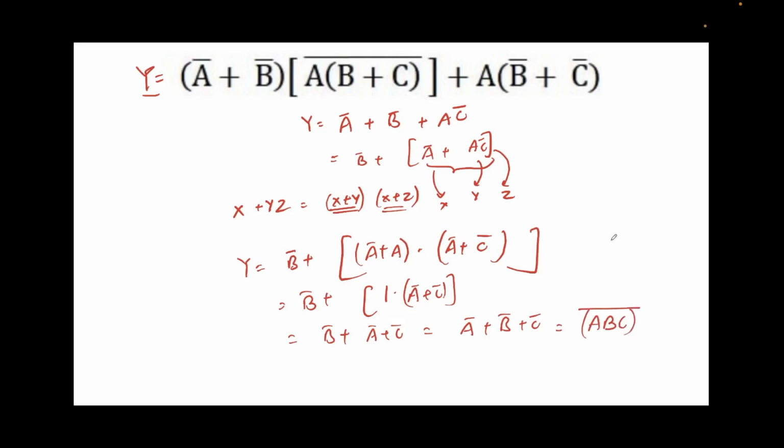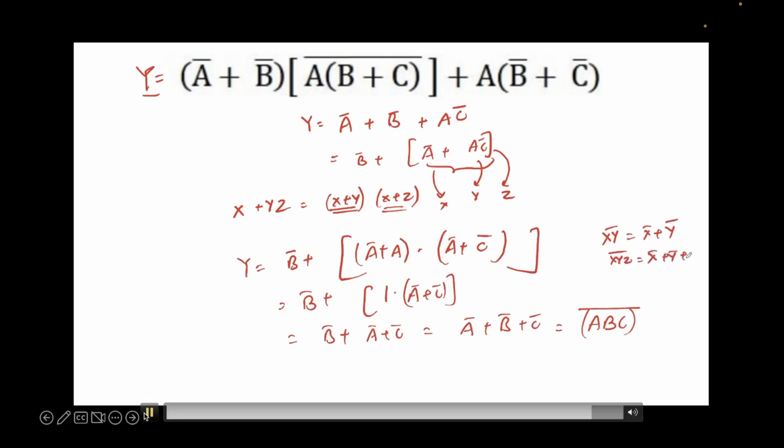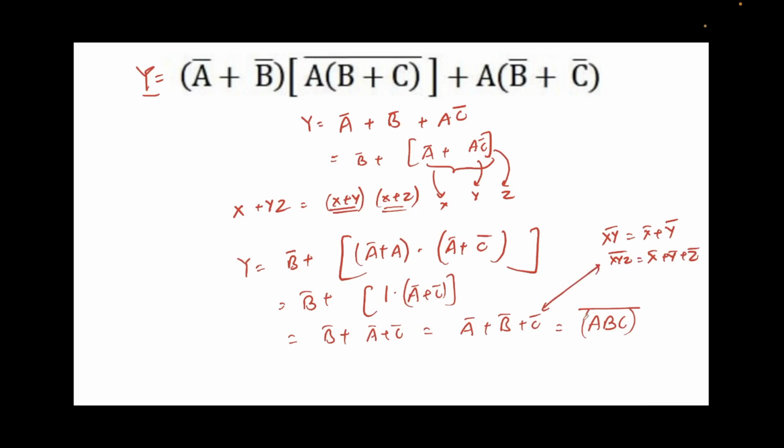Note that for two variables, De Morgan's theorem is xy whole bar is x bar plus y bar. For three variables, the form remains the same, x bar plus y bar plus z bar. Please note that this is important. For three variables, the form of De Morgan's theorem remains the same. So this is an important thing that you should try to remember, so that you don't have to derive it in the exam itself. So our form was a bar plus b bar plus c bar, and if you compare with this, then we can write it as ABC whole bar.